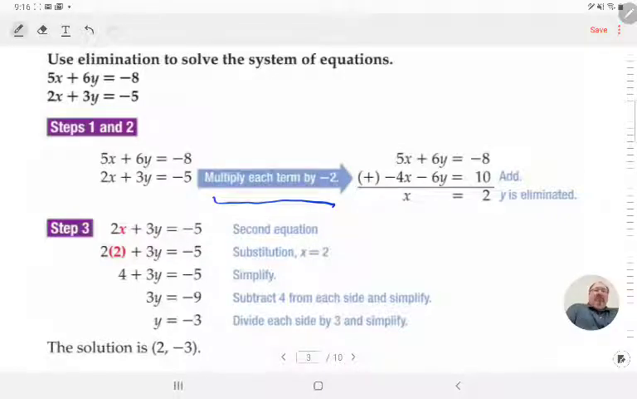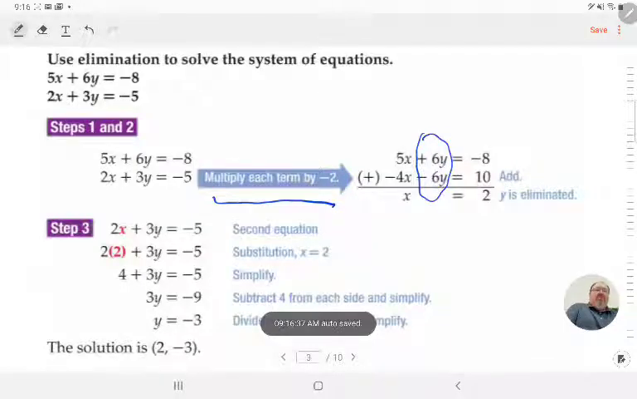And when we do that, negative 2 times 2x would give me negative 4x. And negative 2 times 3y would give me negative 6y. And negative 5 times negative 2 would give me a positive 10. Now you'll notice that the y term is one positive, one negative, but now they're both 6y. So now I can just add the 2 equations together. 5x minus 4x is x. The 6y's cross out, and negative 8 plus 10 would be 2. So my x is 2.